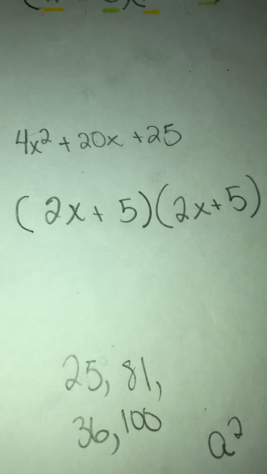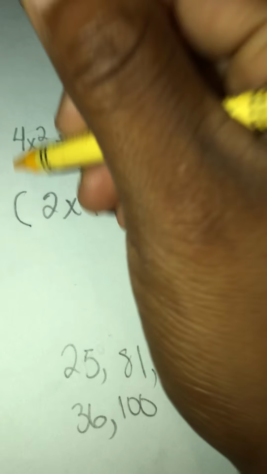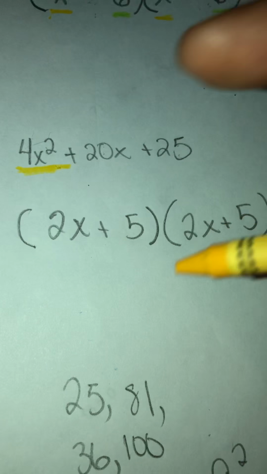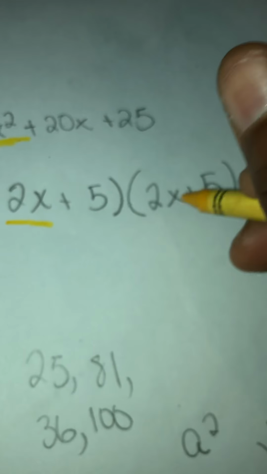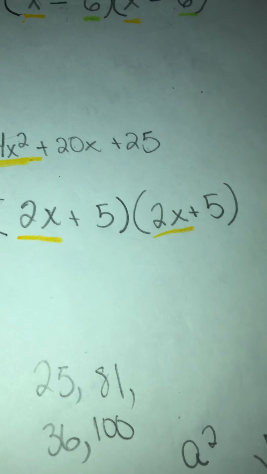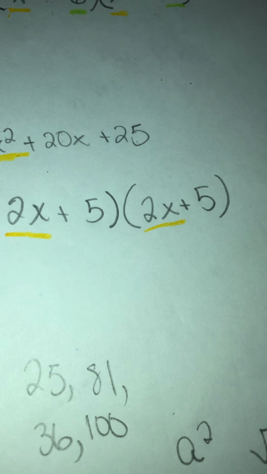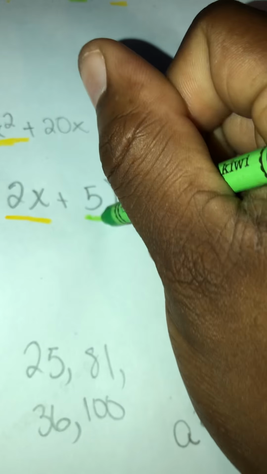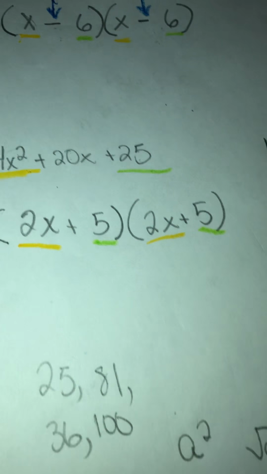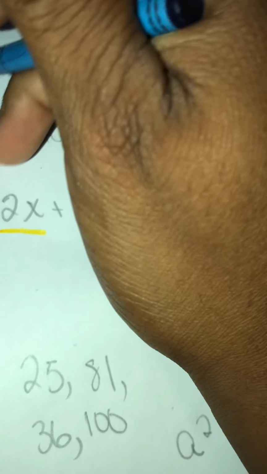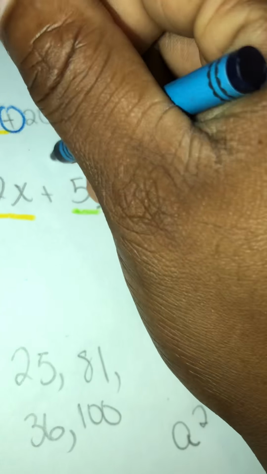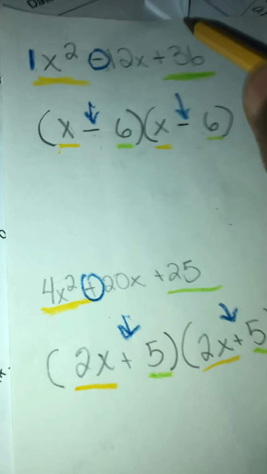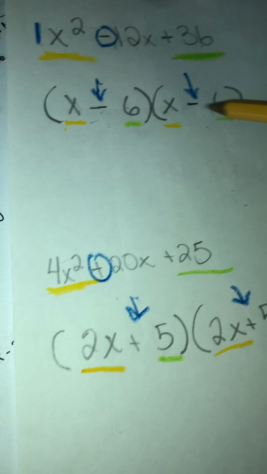Now in this problem, I'll keep the colors the same. So I'm taking the square root of 4x to the second power. So the square root of 4 is 2, and the square root of x to the second power is x. So I put that there and also there. Now, I also see that in my third term, I have 25. So the square root of 25 is 5. So that's there. And then because this middle term's number is positive, I put positive here and here.